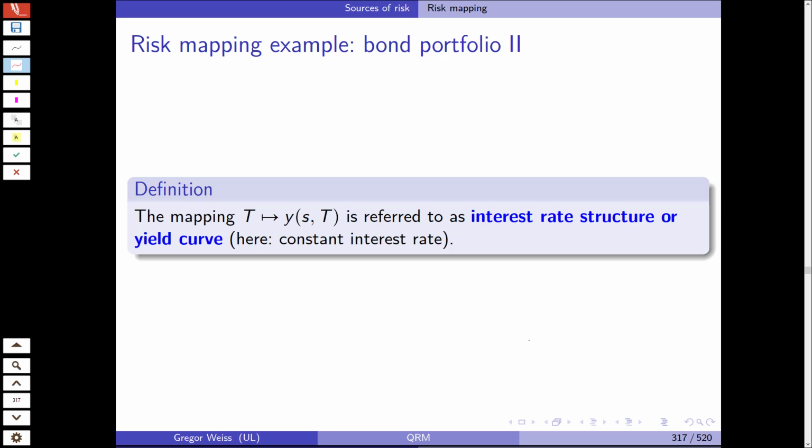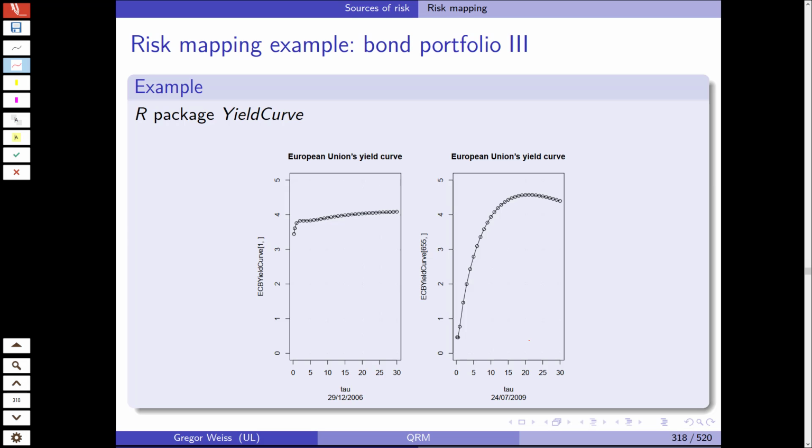It's frequently calculated and estimated by central banks. You can look it up. In this case of our example here, we are assuming a constant interest rate, so it's a flat yield curve.